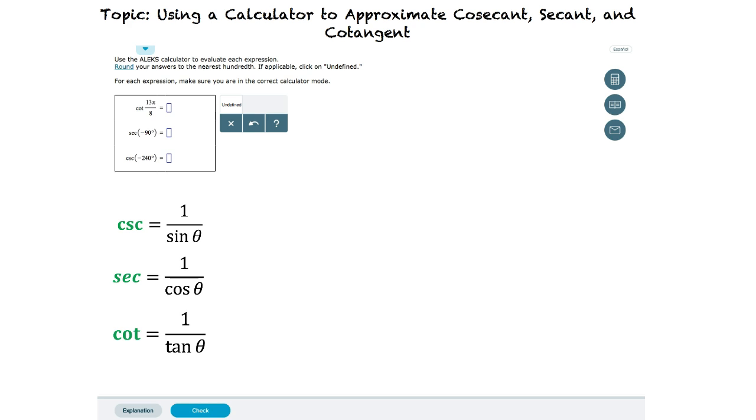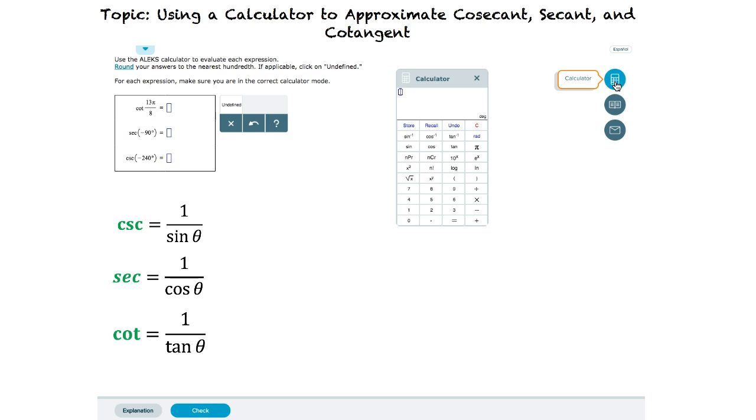Here we are asked to find the cotangent of 13 pi over 8 radians, the secant of negative 90 degrees, and the cosecant of negative 240 degrees. And we are asked to round each of these answers to the nearest hundredth, or in other words, the second decimal place. Let's begin by solving for the cotangent of 13 pi over 8 radians.